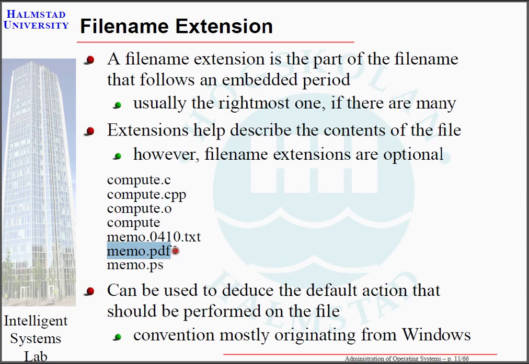Or you could have a memo as a PDF file or PostScript file, and you would distinguish them by the extension. It's also very common, especially in Windows, that you use extension to deduce the default action that should be performed on the file if you double click it, for example. This convention has been to some degree adopted into Linux, but it's not as common.